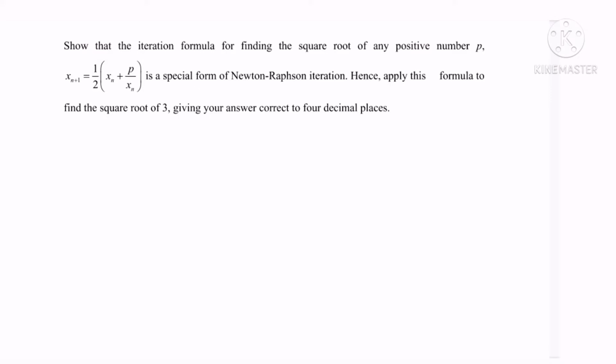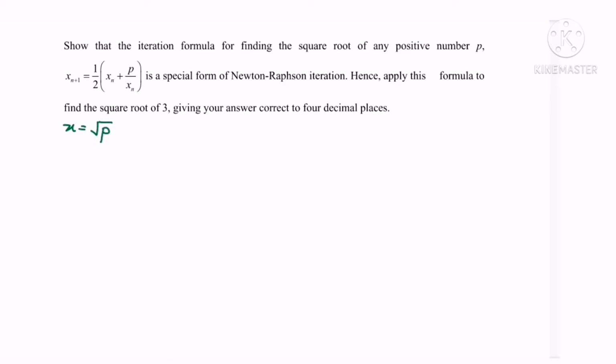In this video, I'm going to discuss the example for the Newton-Raphson method. Kindly refer to the question. Show that the iteration formula for finding the square root of any positive number p. So in here, x will be equal to the square root of p.